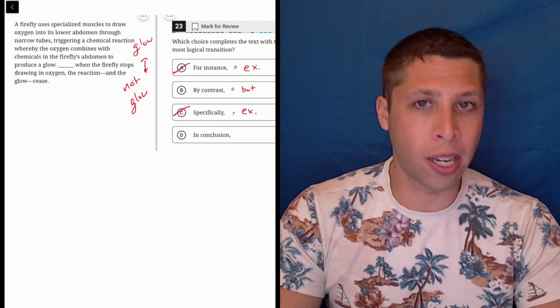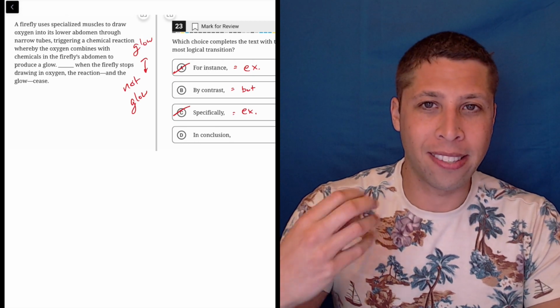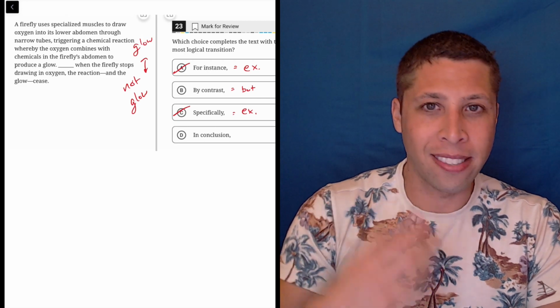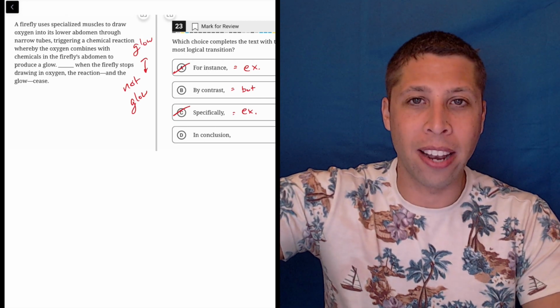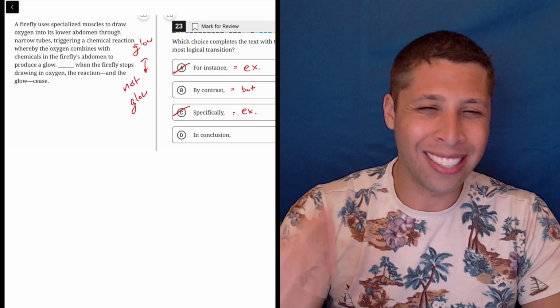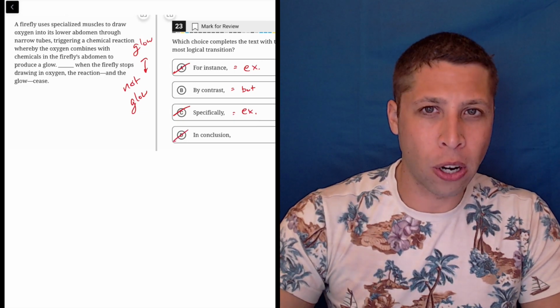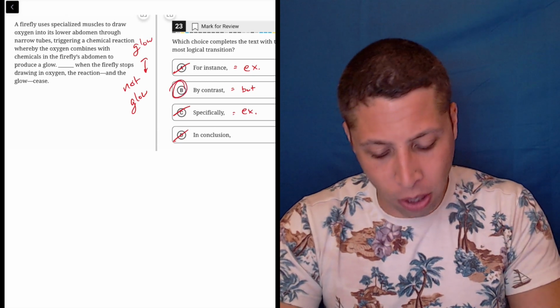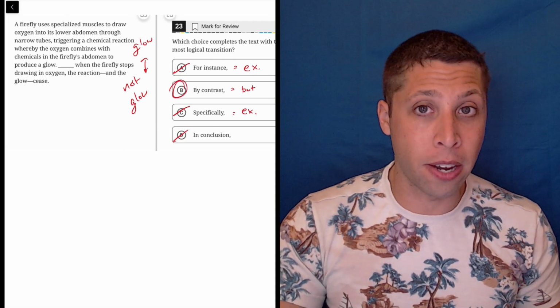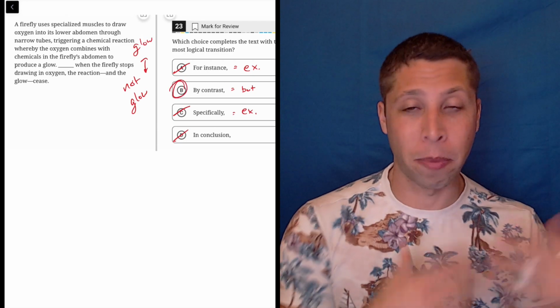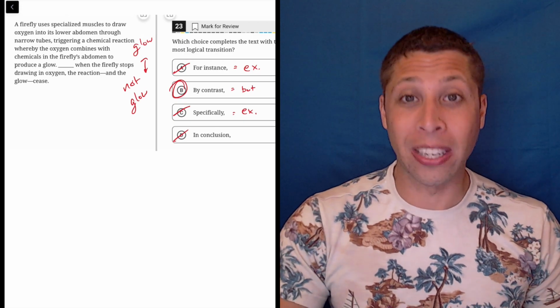And it's not a conclusion either, because like I said, it's a contrast. It's not summarizing what we just said, right? In order to use something like D, we would need the second sentence to be summarizing the first. They're saying opposite things. So "by contrast" is a perfect fit here. We're talking about it glowing, then we're talking about it not glowing. That's about as big of a contrast as you can get.